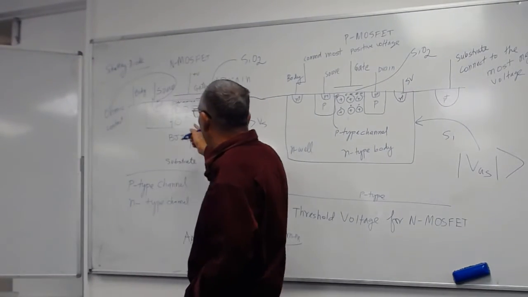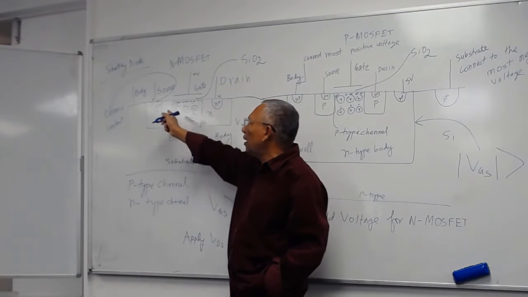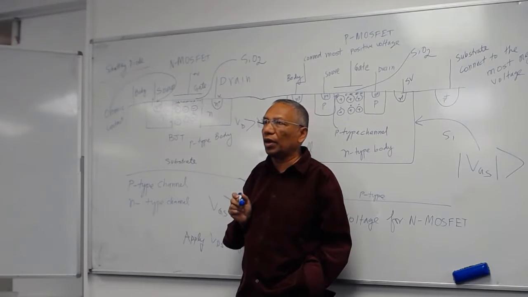So if the carriers, electrons, flow this way, which way is the current flowing? The electrons are flowing this way, which way is the current flowing?